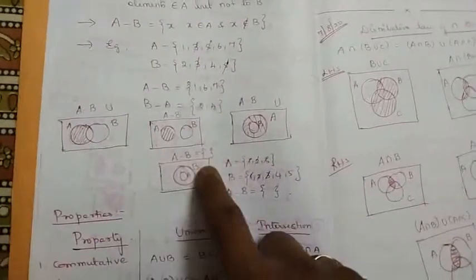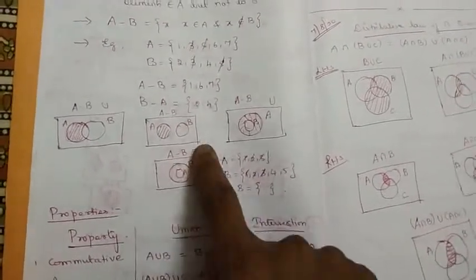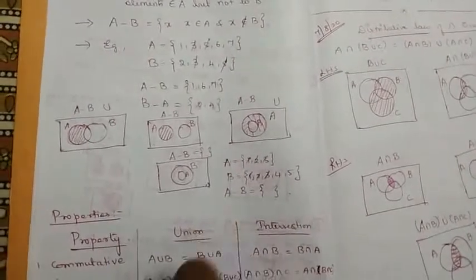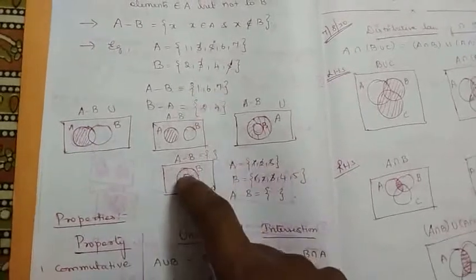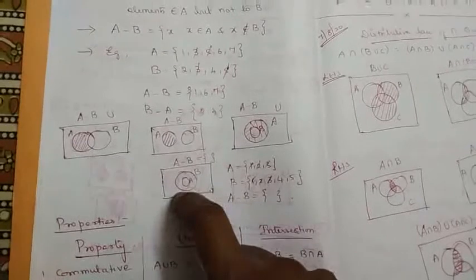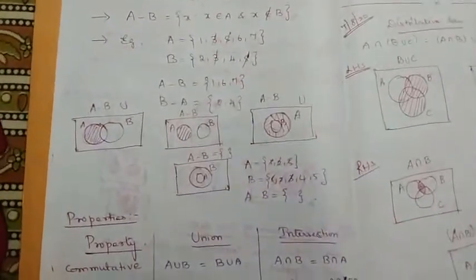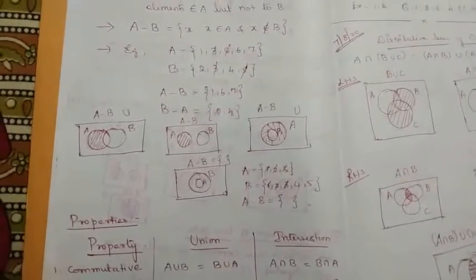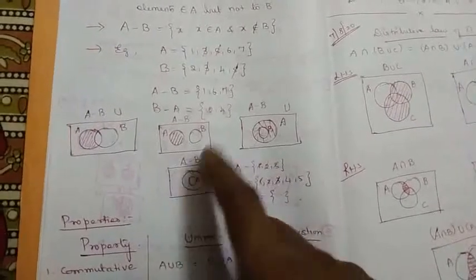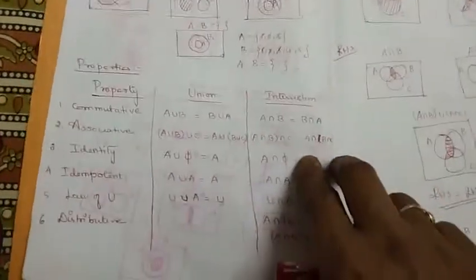If A is a subset of B, then what is A minus B? A minus B is the empty set, because the intersection of A and B is again A fully. So you have to leave the common region and shade the remaining. We don't have any remaining part of A because entire A is the intersection with B. Therefore, there is no remaining portion in A. Therefore, A minus B will be empty if A is a subset of B. Yes, hope you can recall all these things.